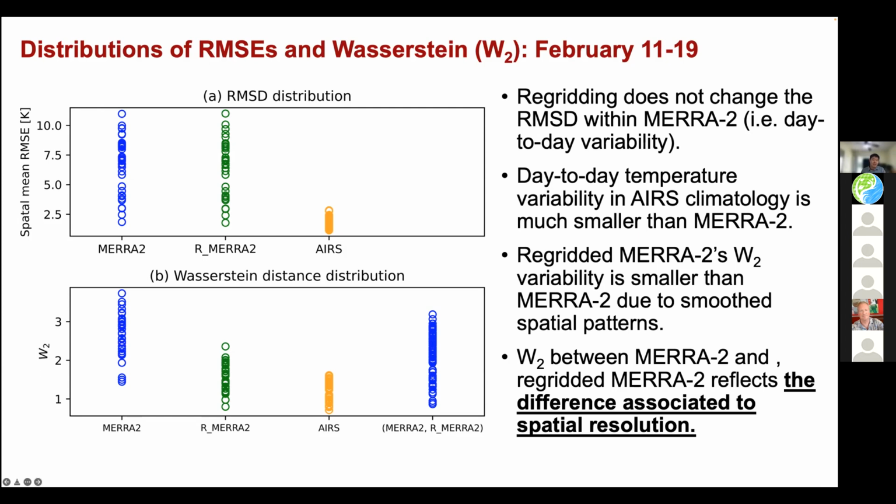And this also indicates that the regridding process must have removed some of the topological features in the original high resolution data. And we can also calculate the Wasserstein distance between the original data and the regridded data, and it reflects some difference. There is a difference associated with the spatial resolution of the data.